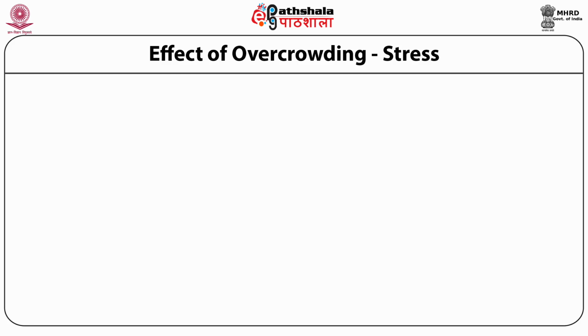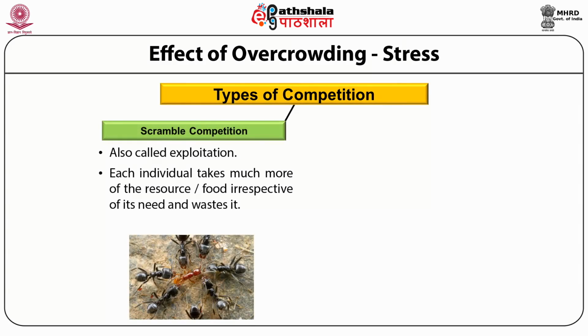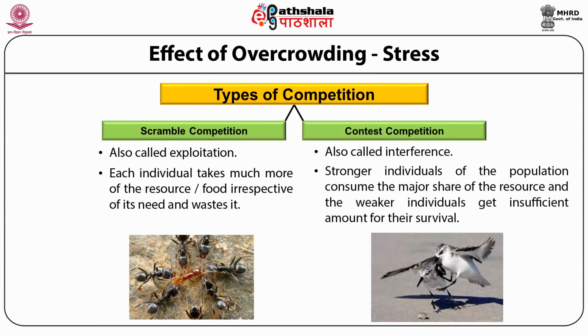Competition for food can be divided into two types: one, the scramble type, and two, the contest type. In scramble competition, the resource is not in short supply, but at high population density the excess resource is obstructed and destroyed or wasted in this process. In contest competition, the stronger individuals of the population consume the major share of the resource and the weaker individuals get an insufficient amount for their survival.